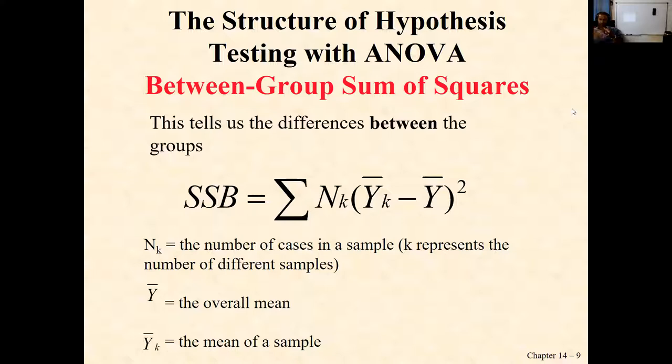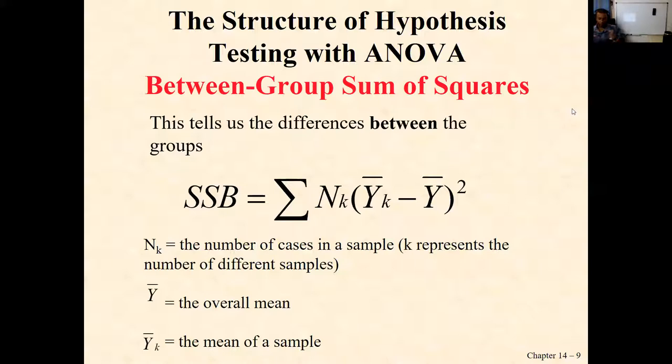Now, you multiply that by the mean of Y, subscript K, minus the overall mean. So Y with the line over it is just the overall mean, which is the mean of all of the people in all the different samples, okay? In parentheses, you square that, okay?